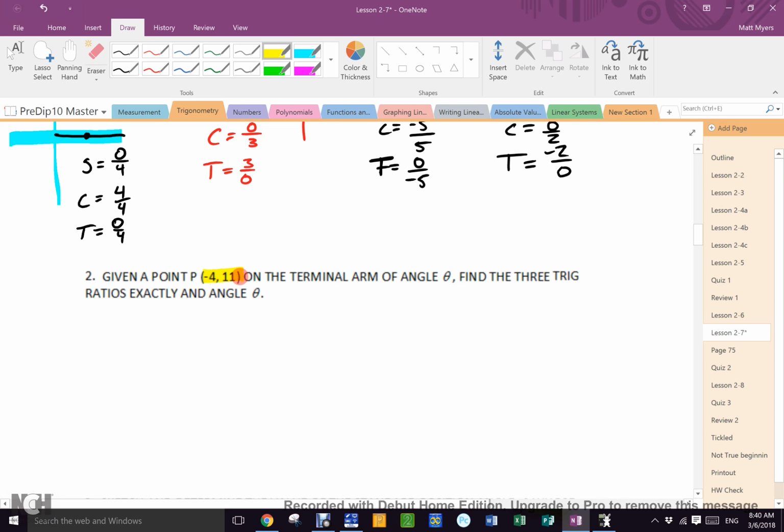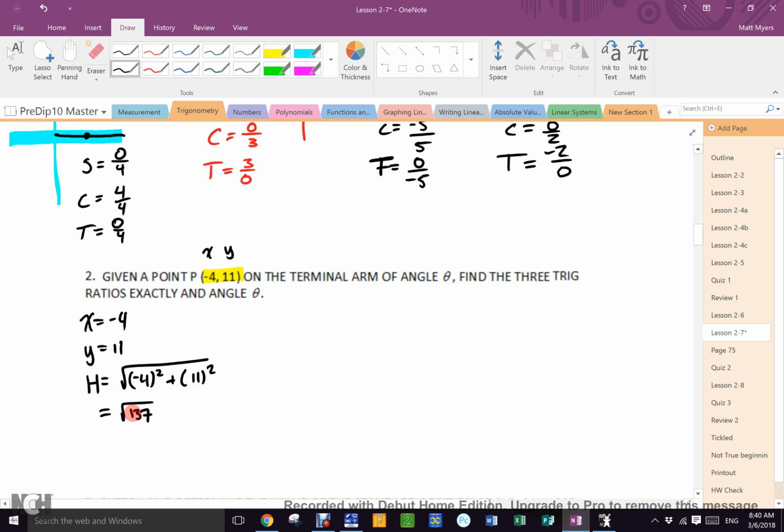What do I have right there? What have I just highlighted? I have highlighted an x and a y, which means as soon as I have x and y, what can I make? A hypotenuse. So my x equals -4, my y equals 11, and my hypotenuse equals the square root of what? -4 squared plus 11 squared, which is 16 plus 121, which is 137. Square root of 137.